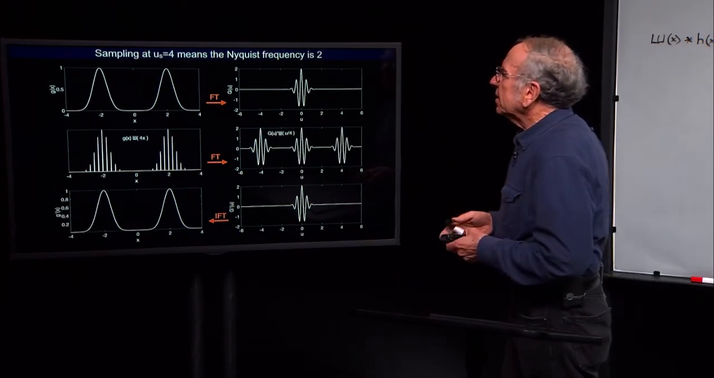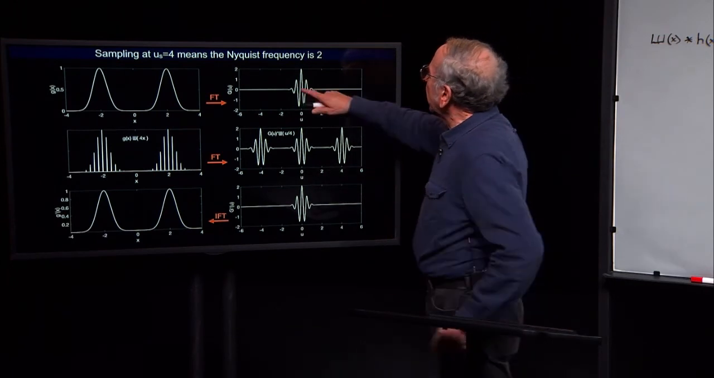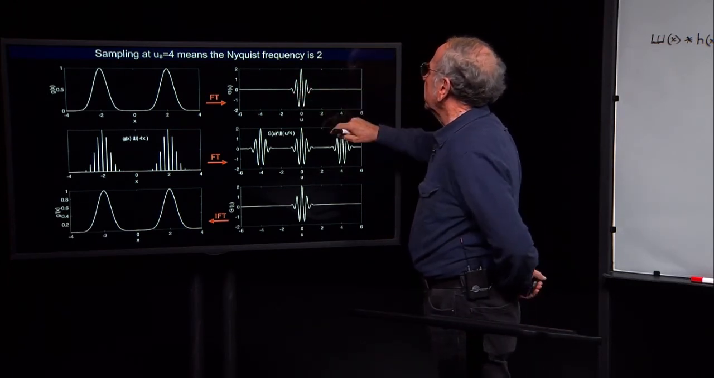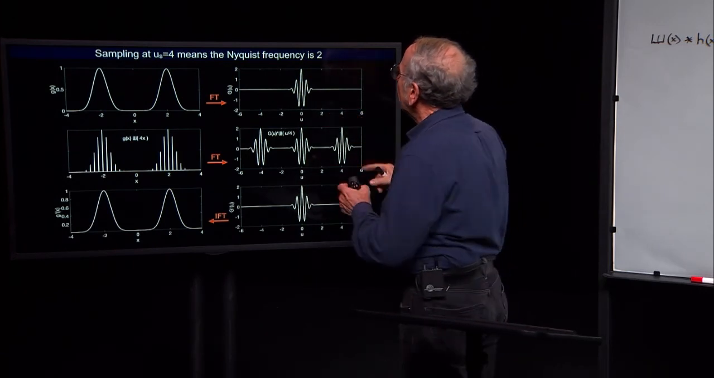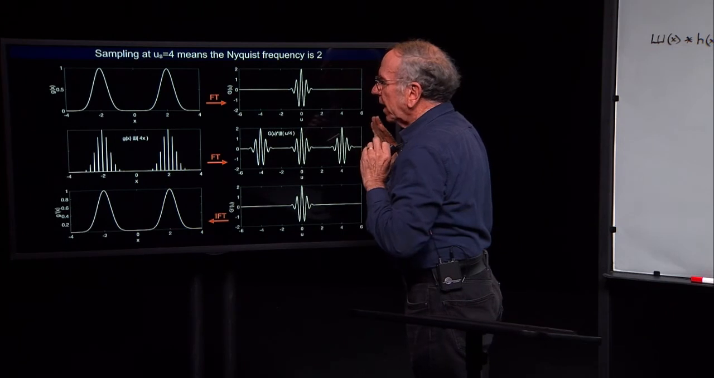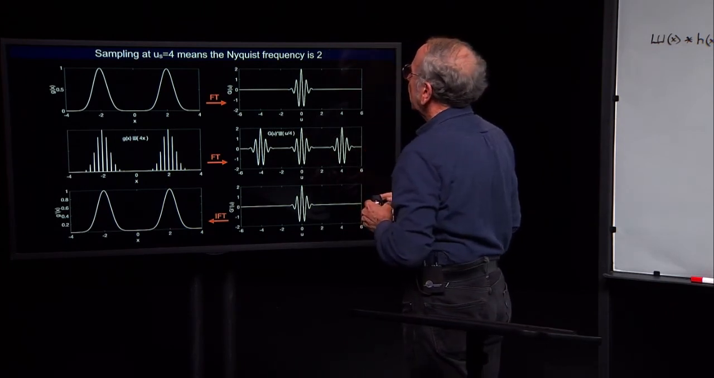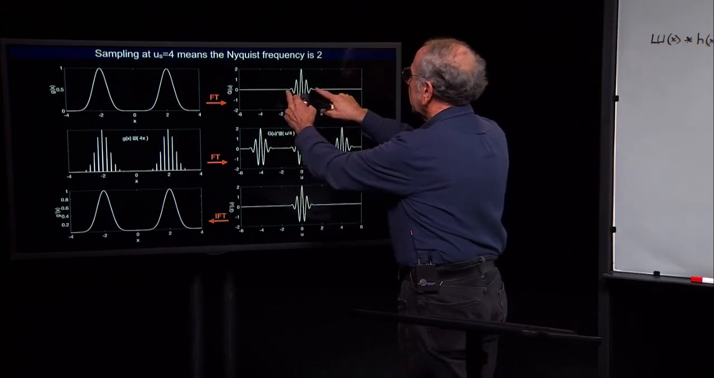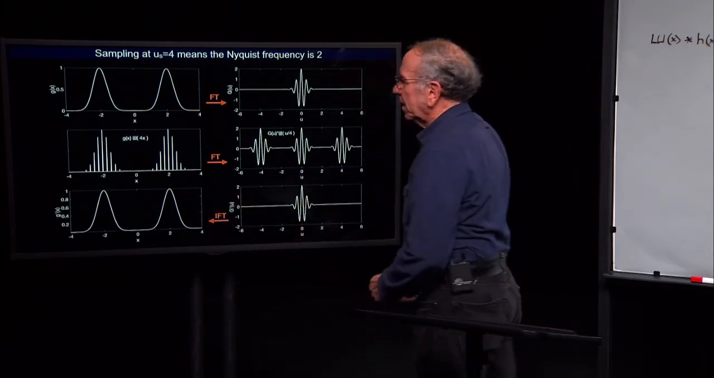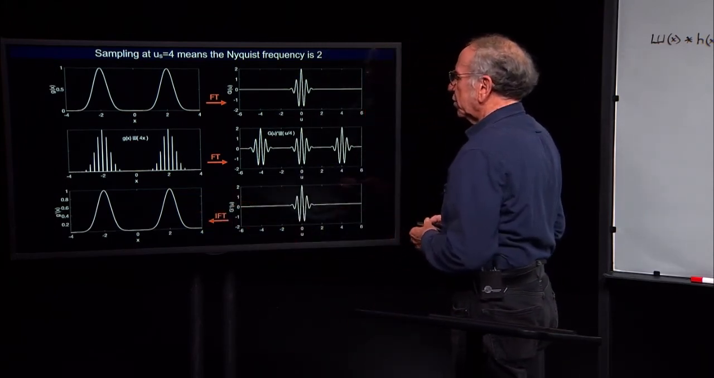So in the ideal situation, where G of U decays to 0 and remains negligible and very close to 0, then we can just cut out this part of the function and inverse transform it, and we've got the smooth function back.